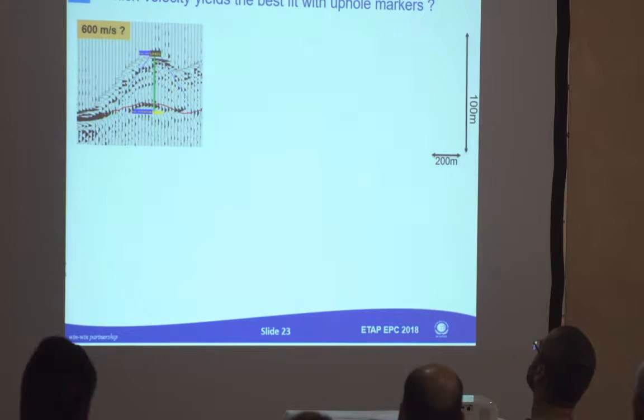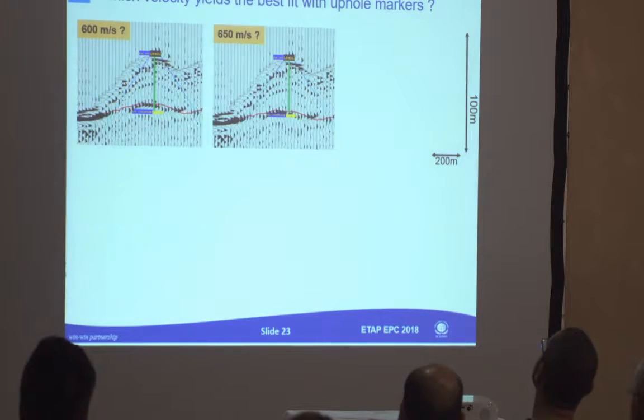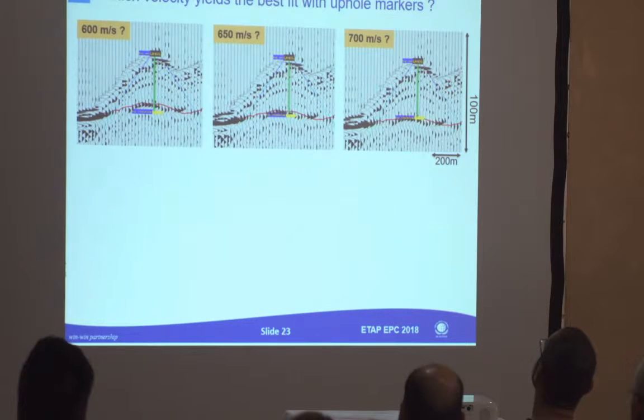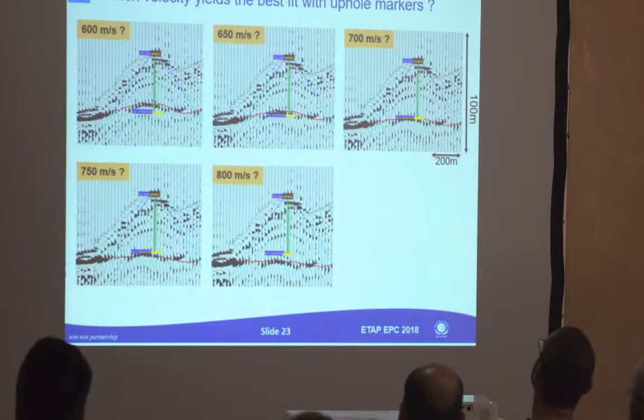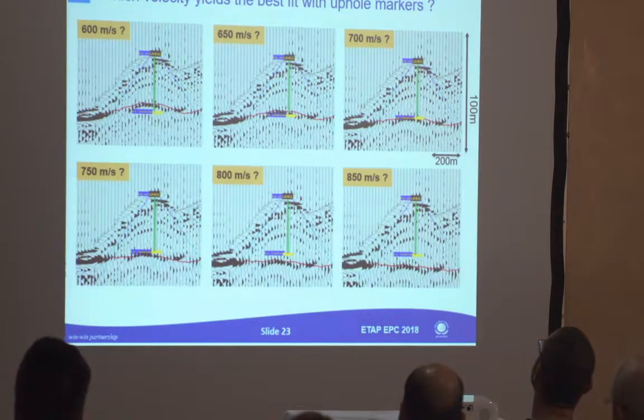This tells us that the velocity that we have used for depth imaging is too low because we have stretched up the layer. So now we're going to do that for a range of velocities, 650, 700. You see there is a good tie. And if I increase the velocity, 750 meters per second, I go slightly below, and then 800 meters per second, and 850 meters per second. So at 850 meters per second, for example, the seismic image is well below the Hubble marker. So this tells us that the velocity that we used is too high.